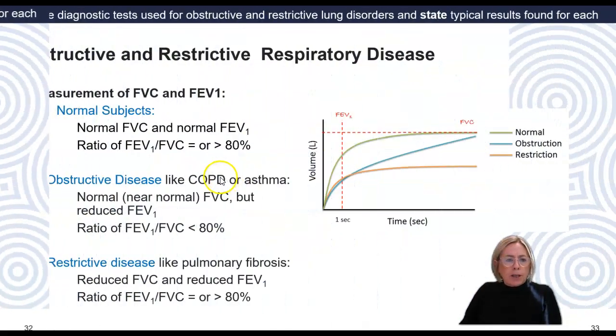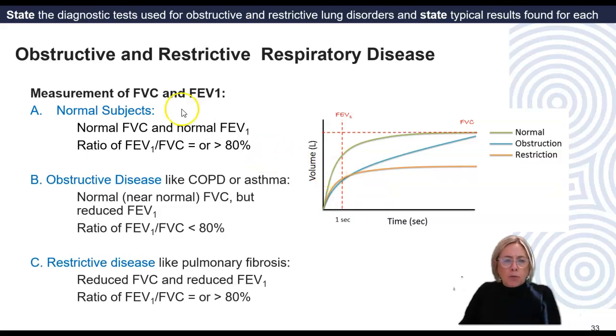And this is what we're looking at here in terms of measurement of forced vital capacity and FEV1 for people with normal lung function in green, an obstructive pattern in blue, and an orangey colored one for a restrictive lung pattern. So what you can see here is people with normal lung function have that normal FVC, and then they have a normal FEV1, okay? And when we calculate the ratio of the forced expiratory volume in 1 second to the forced vital capacity, you can see that it should be more than 80% blown out in that 1st second.